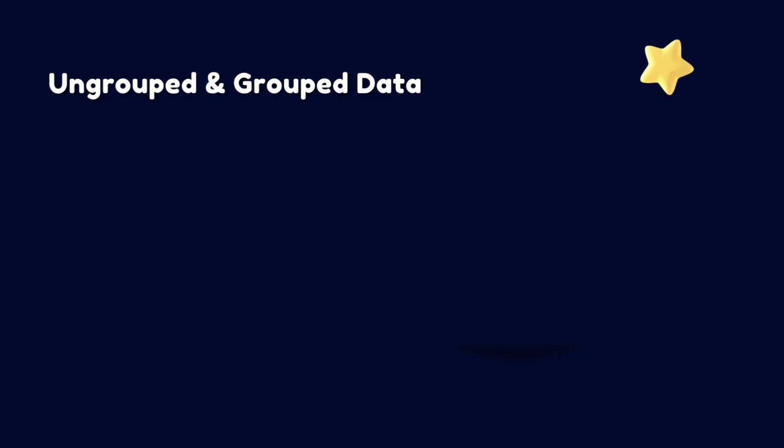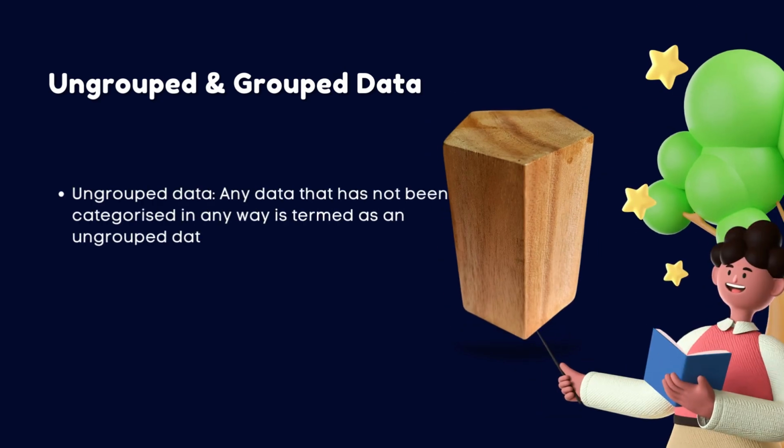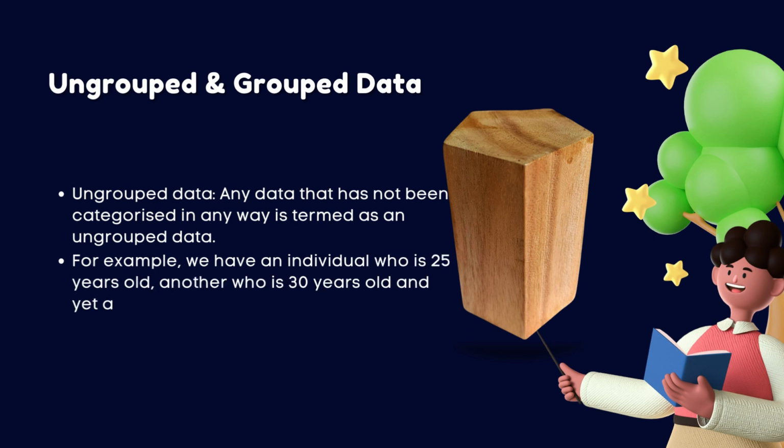The word itself is enough to understand what ungrouped means. Any data that has not been categorized in any way is termed as ungrouped data. So if you are not categorizing any data in any group, then the data set comes under ungrouped data. For example, if there are three observations of the age of individuals, like one individual is 25 years old, the second one is 30 years and the third one is 50 years, all these three different ages are considered an ungrouped data set.